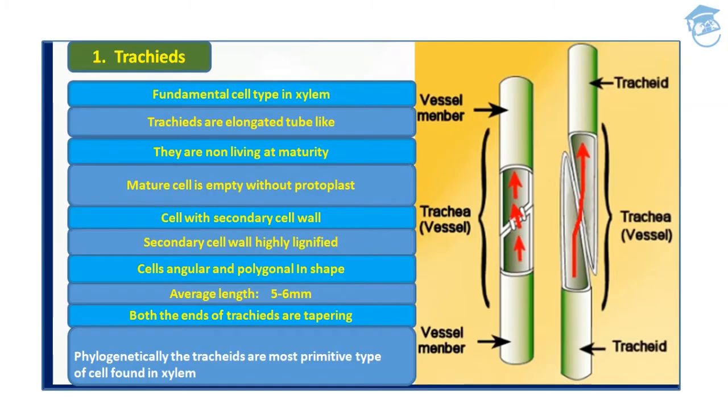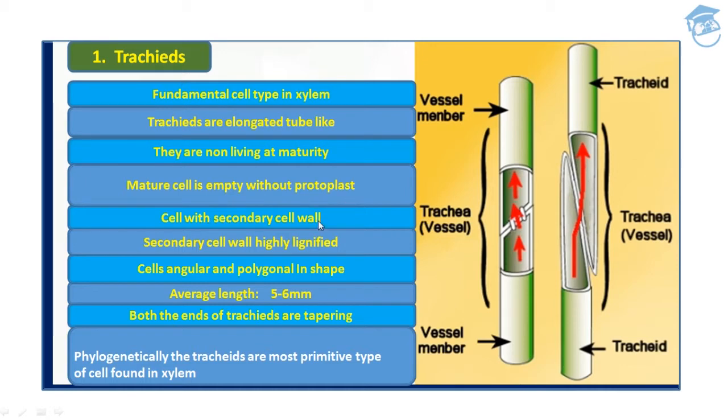Now we'll talk about the tracheids. The tracheids and the trachea are described as essential elements since they are directly involved in translocation of water and mineral substances. It is a fundamental cell type in xylem. Tracheids are elongated and tube-like. They are non-living at maturity, and the mature cell is empty without protoplast. That means in tracheids, no protoplast is there.